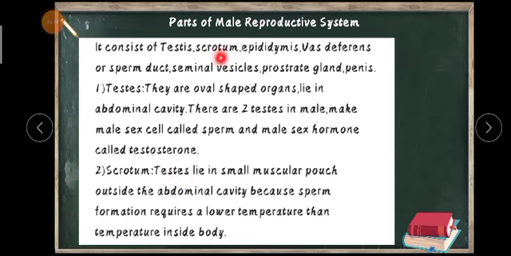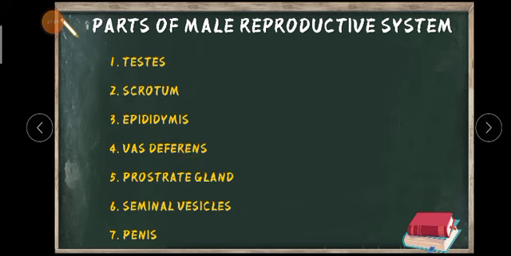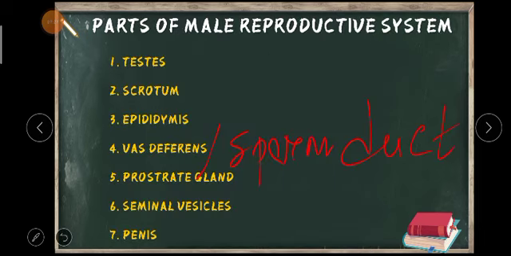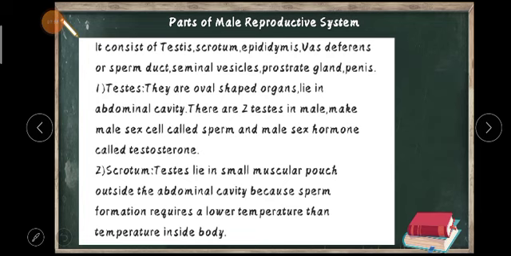The male reproductive system consists of testes, scrotum, epididymis, vas deferens or sperm duct. This vas deferens is also called a sperm duct. You can note it down. Sperm duct means the pathway through which sperm comes. This purple color pipe is your sperm duct, the vas deferens, through which sperm is carried. Then it contains the seminal vesicles, prostate gland and penis. So we will know in detail how it looks and what functions it carries.